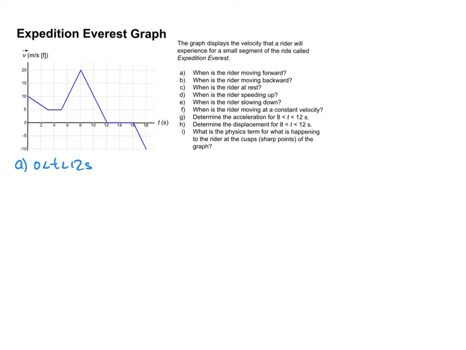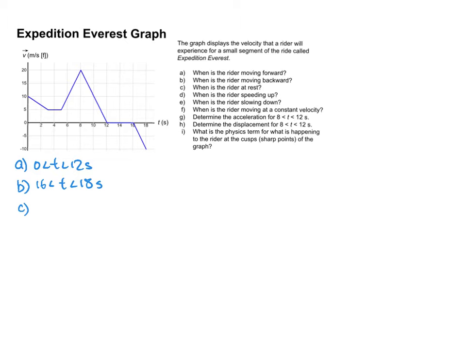B, when is the rider moving backwards? So this is the scary part of the ride. You don't see where you're going because it's going backwards. And on this velocity time graph, you would be looking for segments of the graph that are below the time axis. So they'll have a negative value for the velocity. So that looks like it's from 16 to 18 seconds. For example, at 18 seconds, the velocity would be negative 10 meters per second forward. So that means it's going backwards.